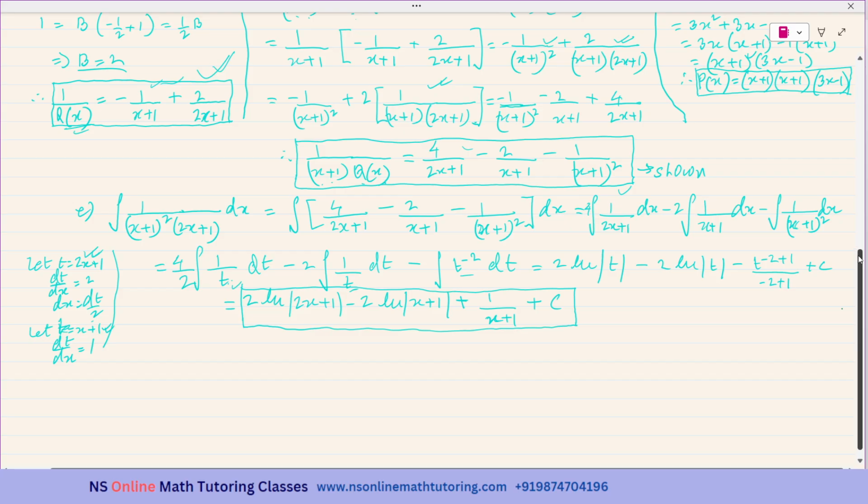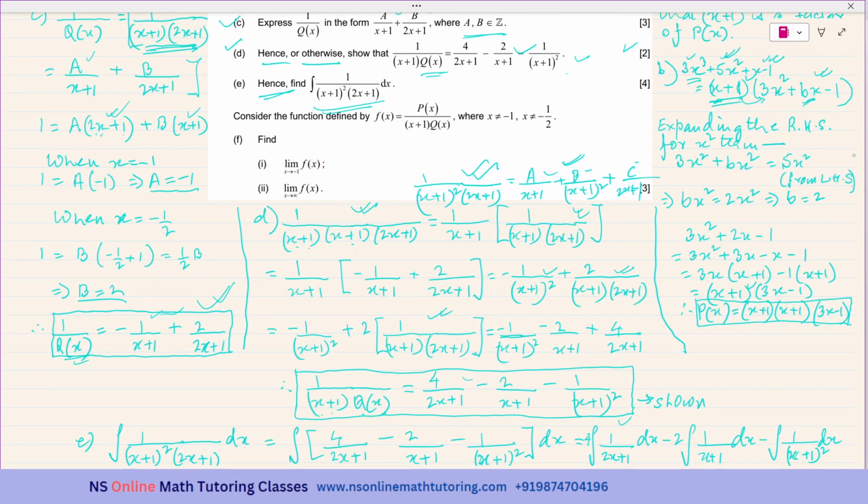Okay, coming to subpart F, I hope I'll be getting sufficient space for solving this subpart F. Find, these are two for the subpart. Subpart I is limit of f of x. First of all, consider the function defined by f of x equal to p of x divided by x plus 1 times q of x, where x is not equal to negative 1 and x is not equal to negative half. Okay, and now the question, subpart F's question. For the subparts, find the values of these two limits. Limit x tends to negative 1 f of x. This is the I's question.